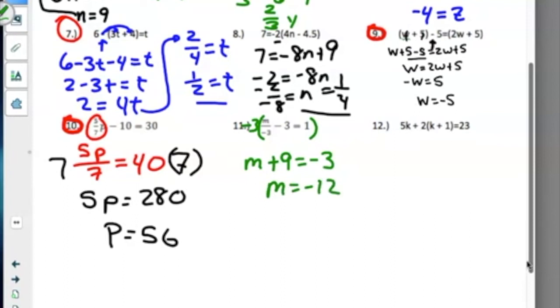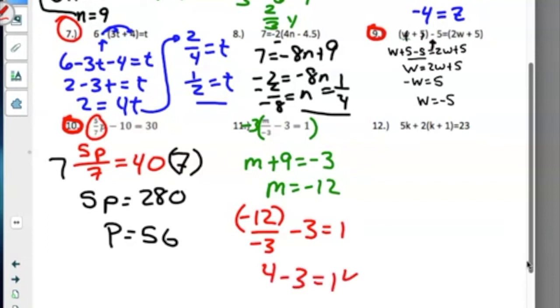Now I've got some folks out there going, Bloom, seriously? -12? Let's just check this one. We're going to evaluate this. So according to the original, if I go -12 divided by -3, remember I just plugged that in, that's 4. 4 minus 3 is equal to 1. Hey, that totally checks out. Boy, that really does work. That's cool. Now in 12, go for it.